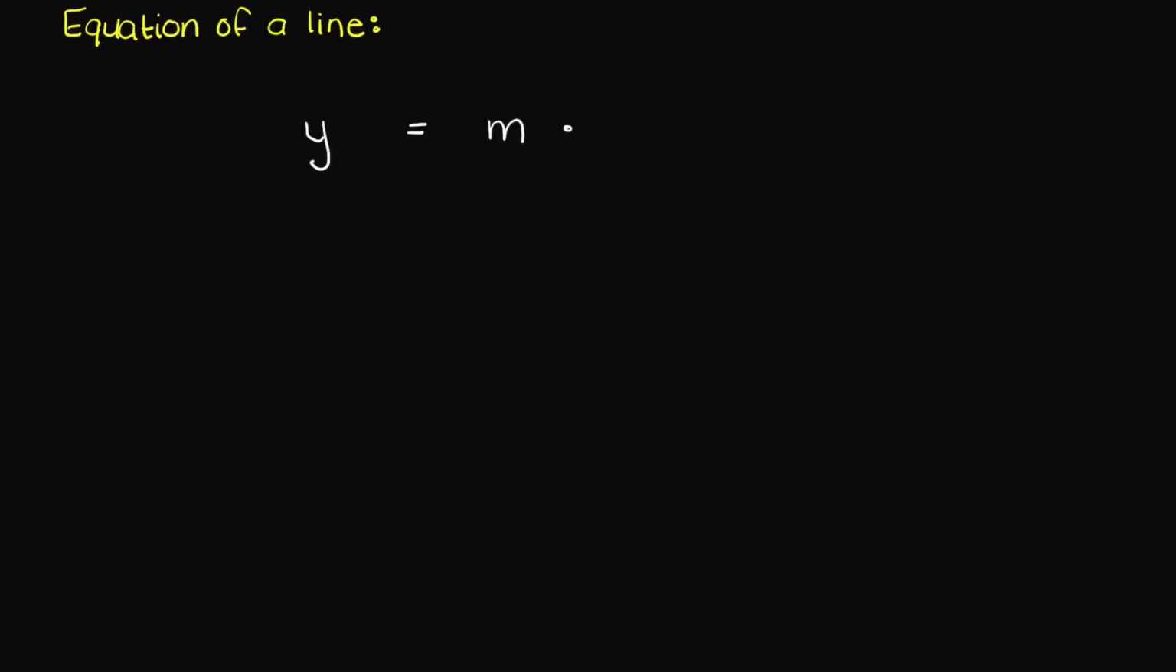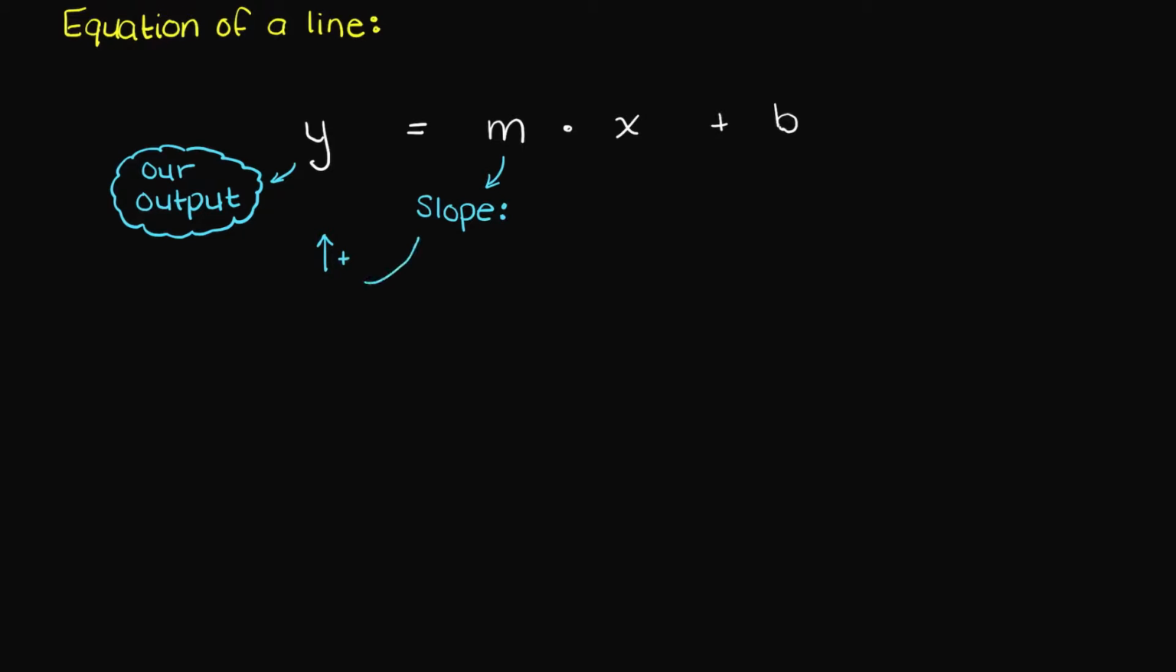The equation of a line is written as y, our output, is equal to m, which is our slope. The best way to think about this is like a roller coaster. A large positive slope means you're going upwards very fast, a slope of 0 means you won't be going up or down, and a negative slope means you're going downwards.